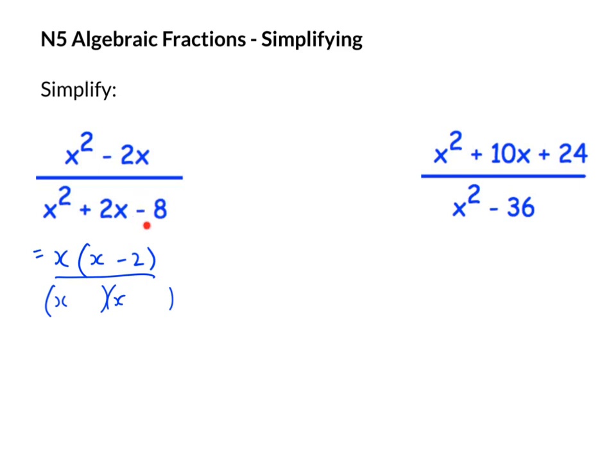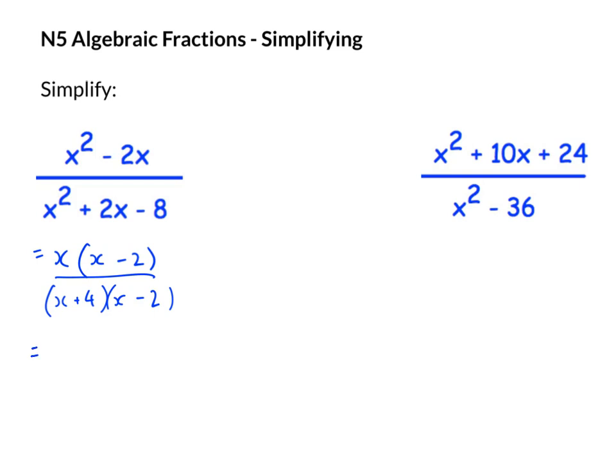I need to pick two numbers that multiply to give me negative 8 and add to give me positive 2. That will be positive 4 and negative 2. And look at that, told you so, the same bracket on the top and bottom. So my first step is complete. I've factorised the top and bottom.